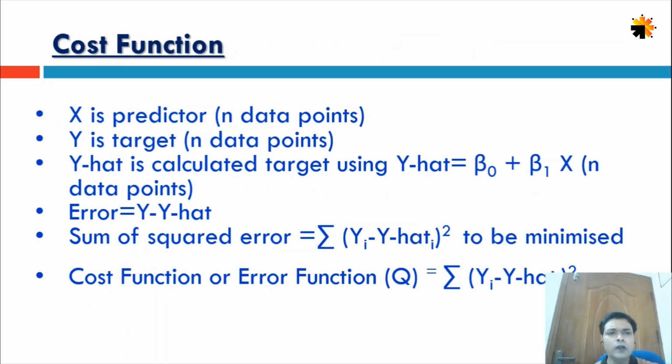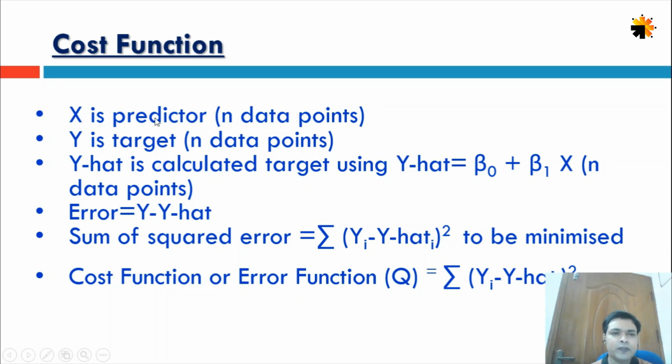So first, I just wanted to define my cost function. x is the predictor, and it has n data points, maybe 100 points or 200 points, and y is the target, which also has n data points. Now I will go ahead and define my beta naught and beta 1. By defining beta naught and beta 1, I can calculate my y hat. Y hat is equal to beta naught plus beta 1 x, and this y hat also has n data points.